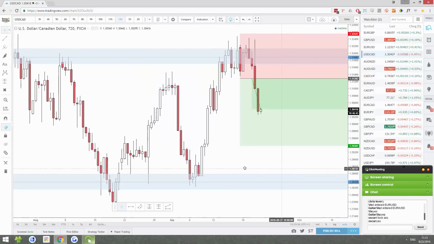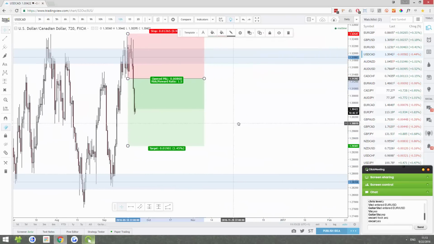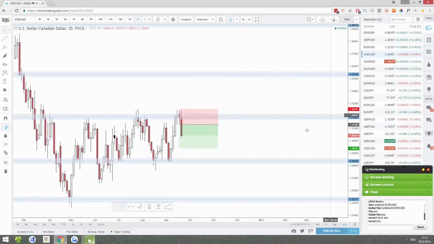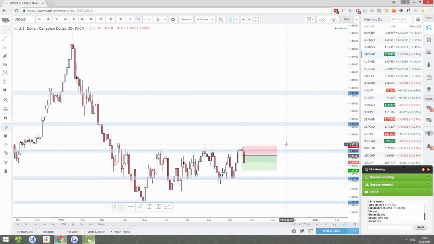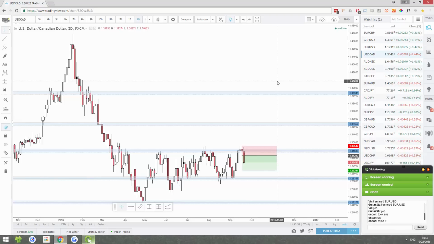Did anyone get into the USD CAD trade I mentioned yesterday? This one's still open, but it's likely going to be open for quite some time. This is based on the 2-day chart. Anyone jump into the USD CAD trade? You missed it? I could see why people were hesitant to jump into this trade, it being on the 2-day chart. It's not something that we've traded that often, or to be honest, not at all.